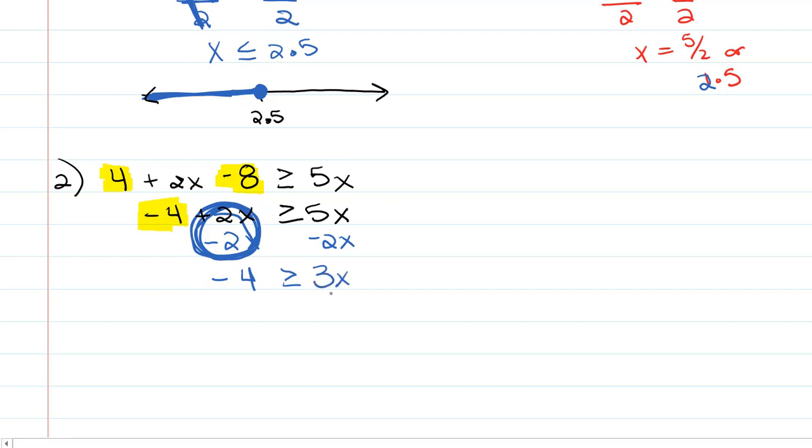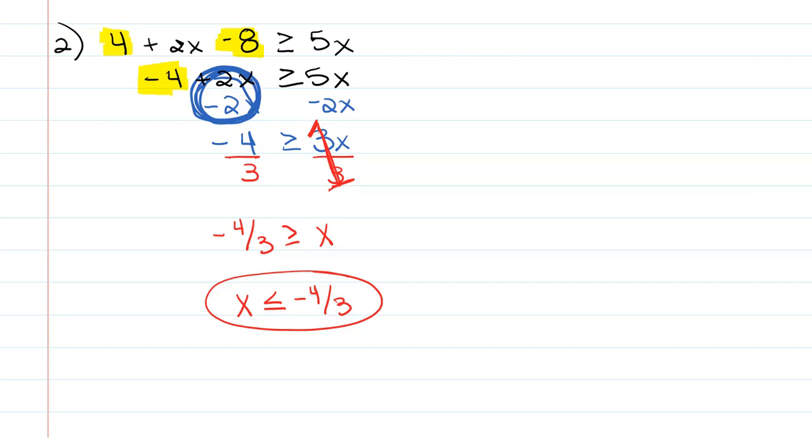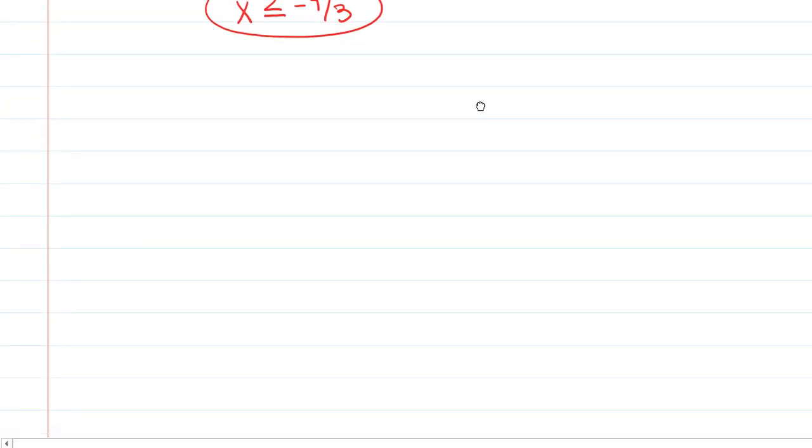All right, and one last step here. Got to divide both sides by 3. And so my solution is negative 4/3 is greater than or equal to x. And another way of saying that, because we typically want the x on the left, I can flip the entire inequality. So I have x is less than or equal to negative 4/3. And there's my solution. And we'll skip graphing the set of solutions for now. All right, and let's do one more example.